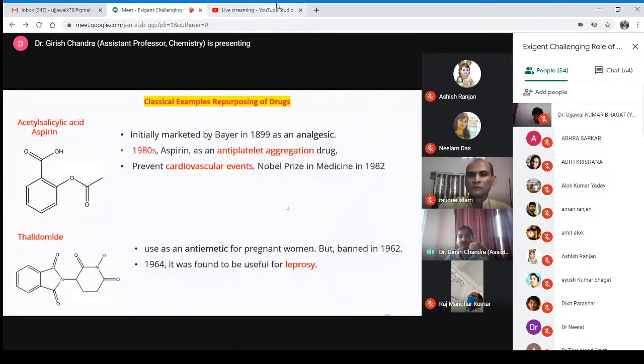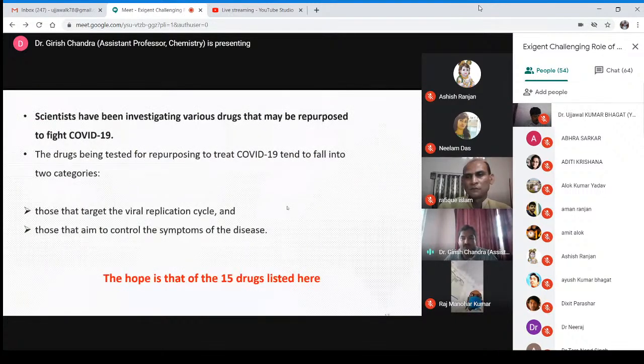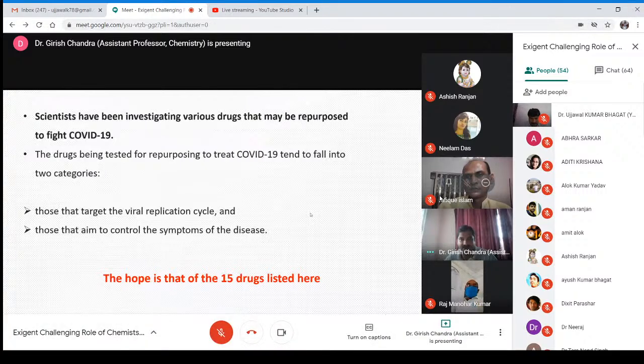but after a few years, it was found that this medicine is very useful to treat leprosy. So this is also a good example of repurposing of drugs. Okay, so for COVID-19, scientists have been investigating various drugs that may be repurposed to fight COVID-19. If you go to the literature, more than 200 drugs have been investigated by scientists.